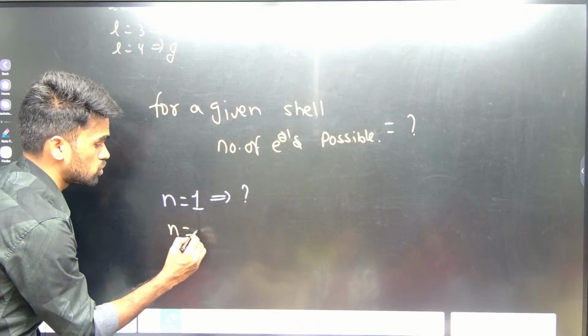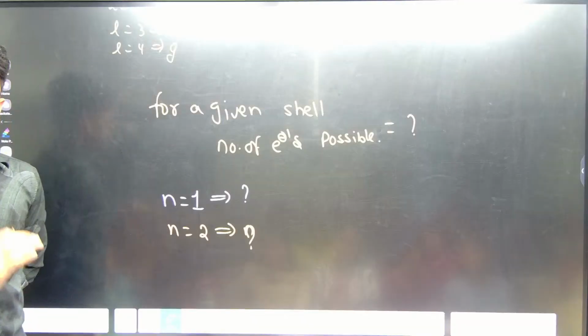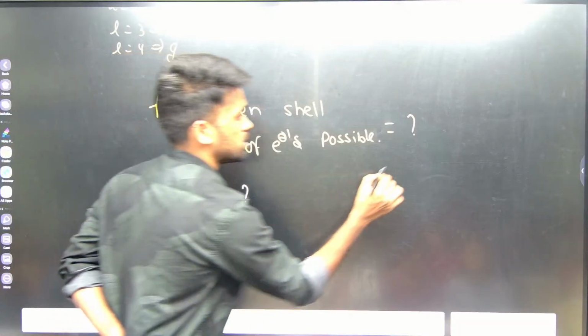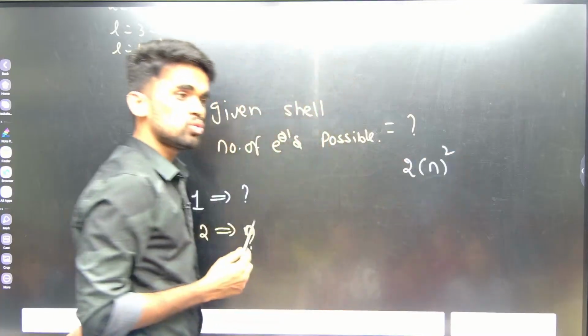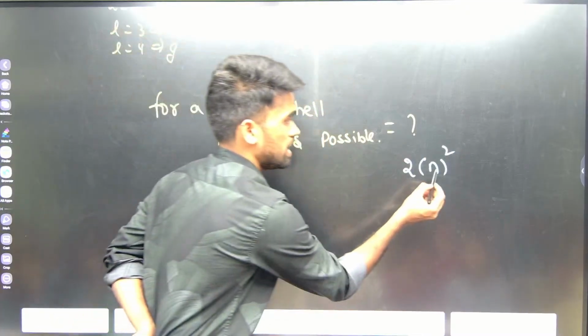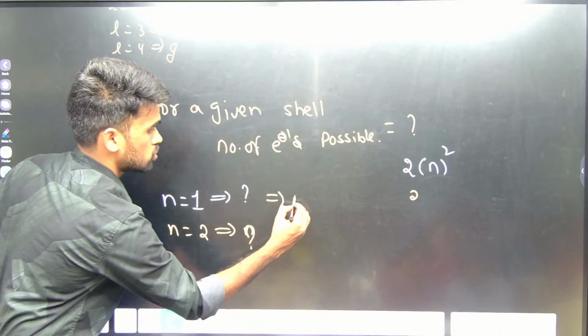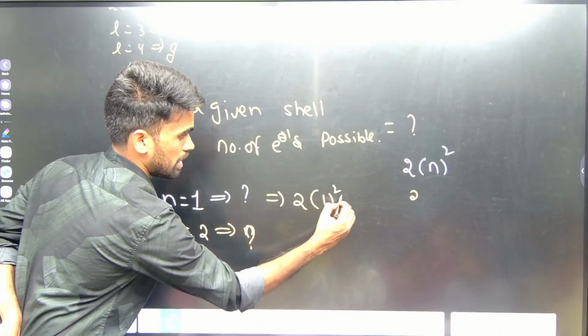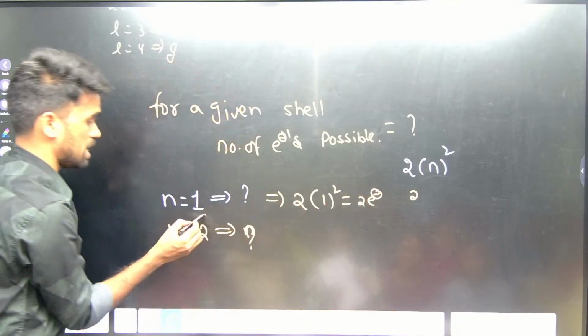For n equals 2, how many electrons can you fill? For this, I will give you one simple formula: 2n squared. What is that? 2n squared means, if n equals 1, 2 into 1 squared. How many electrons can you fill? Only a maximum of 2 electrons at shell number 1.